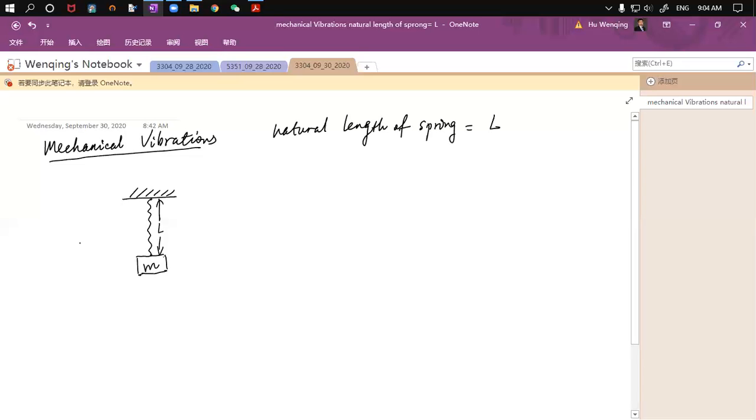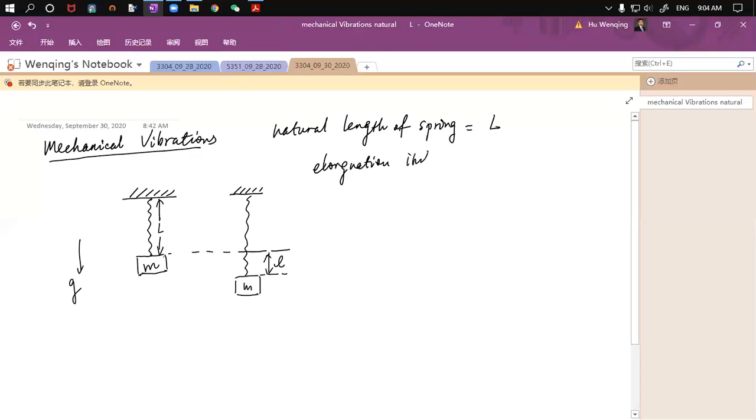Because of gravity, there is going to be an elongation of the spring. So the spring is going to be elongated by a certain distance, something like this. Compared to the original length, it is elongated by small l. So the small l is the elongation. Initially the elongation is small l. Is that good for everybody? That's going to be your scenario, and then you reach a certain equilibrium.